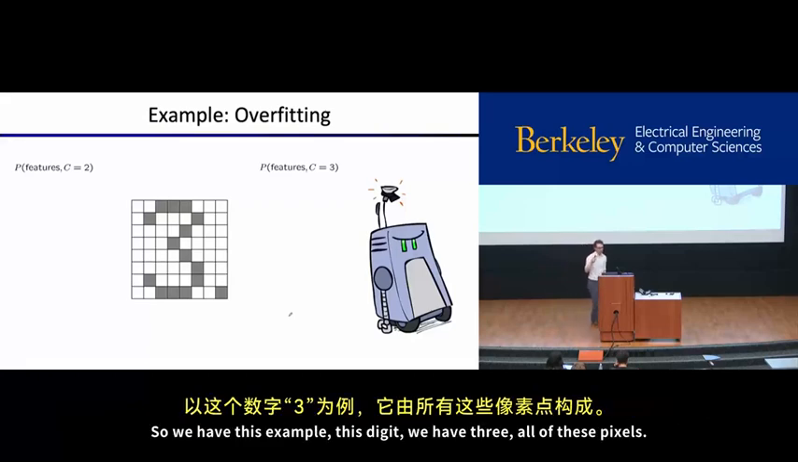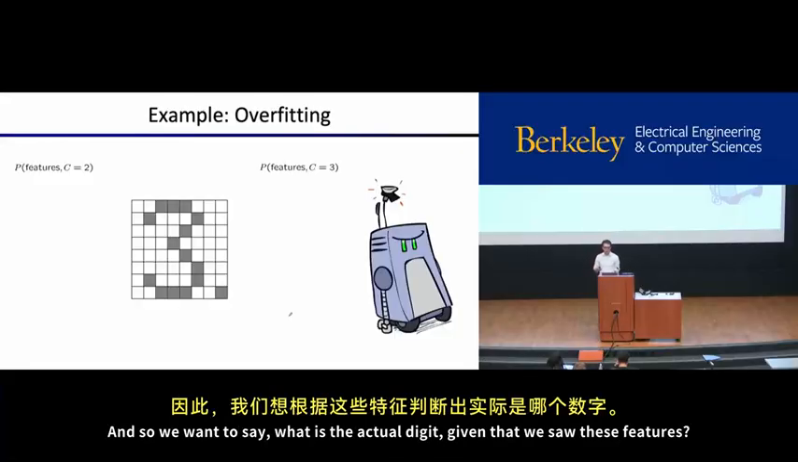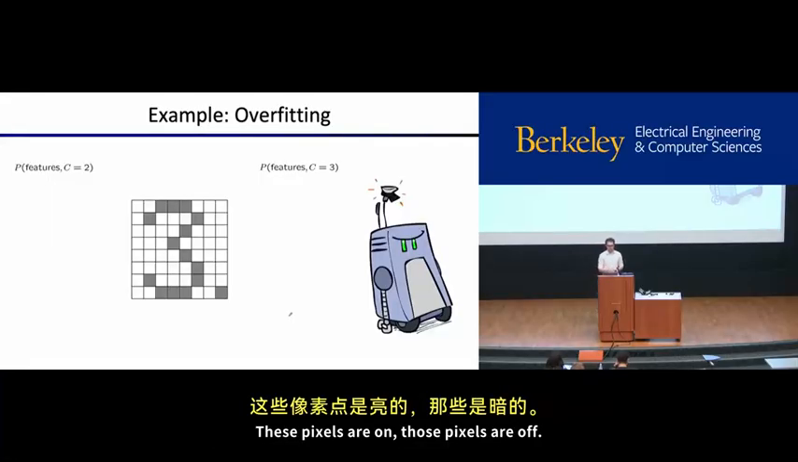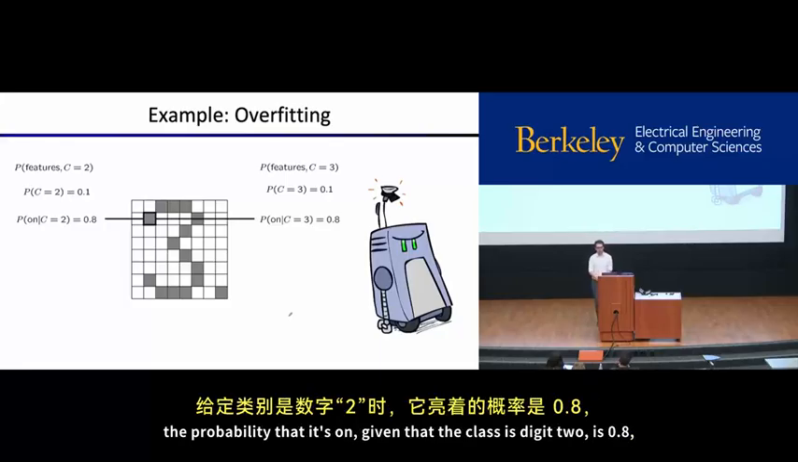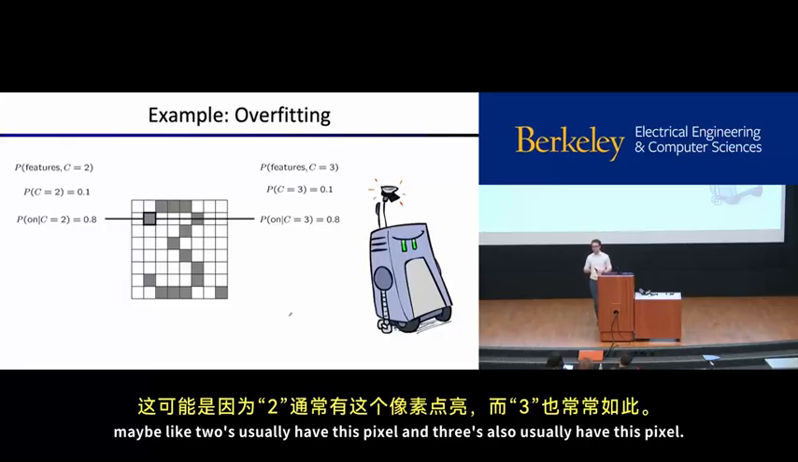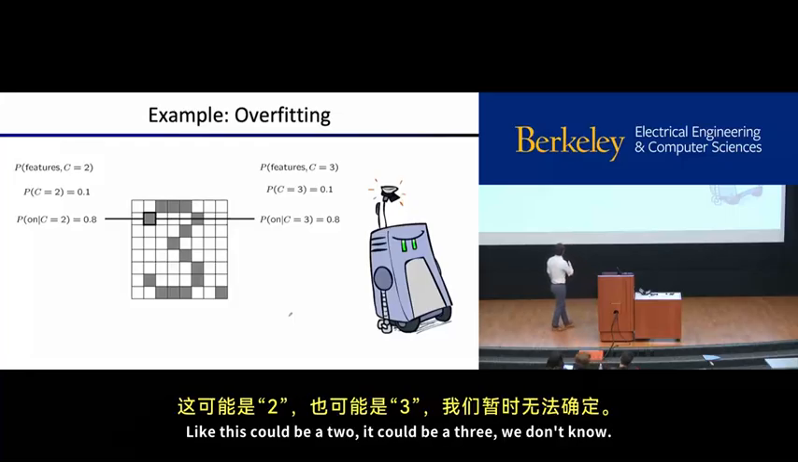All right, so we have this example, this digit, right? We have a 3, all these pixels. And so we want to say, what is the actual digit, right? Given that we saw these features. These pixels are on, those pixels are off. Okay, so we look at each of these pixels and we say, all right, for this pixel, the probability that it's on, given that the class is digit 2, is 0.8. Maybe 2s usually have this pixel, and 3s also usually have this pixel. This could be a 2, it could be a 3, we don't know.